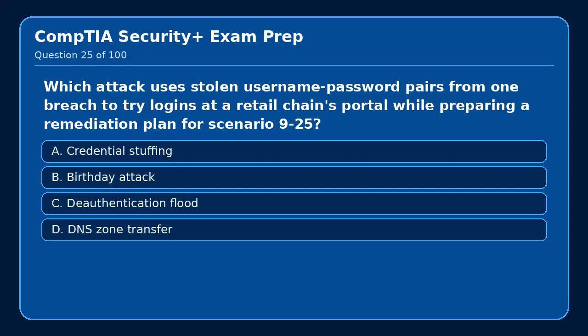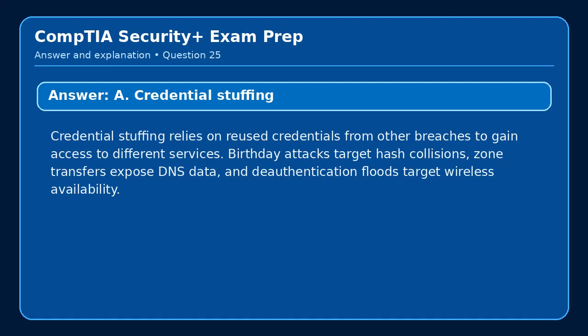Question 26. An attacker tries a few common passwords against many accounts at a city agency. Which attack is most likely after a recent audit finding for scenario 9-26? A. Pass the ticket. B. MAC filtering. C. SQL injection. D. Password spraying. Take a moment to choose your answer. The answer is D. Password spraying.